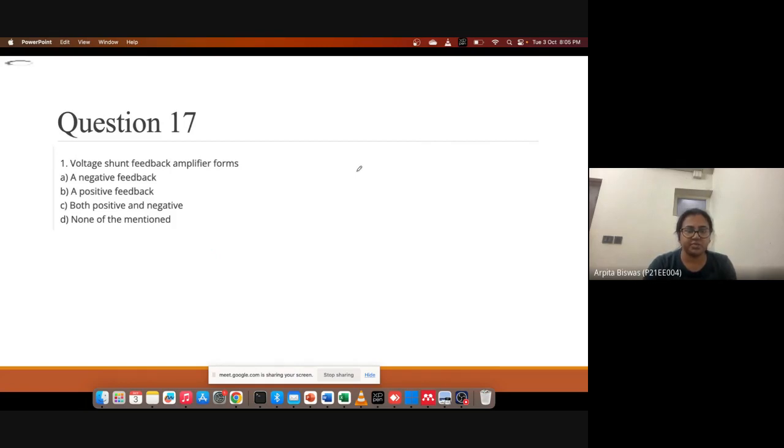This is question number 17. Voltage shunt feedback amplifier forms a negative feedback. Option B is a positive feedback. Option C, both positive and negative feedback. And option D is none of the mentioned. What is the right answer?